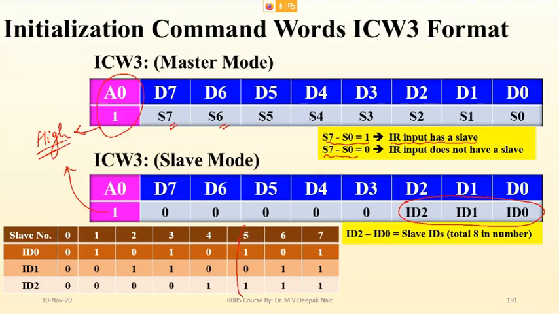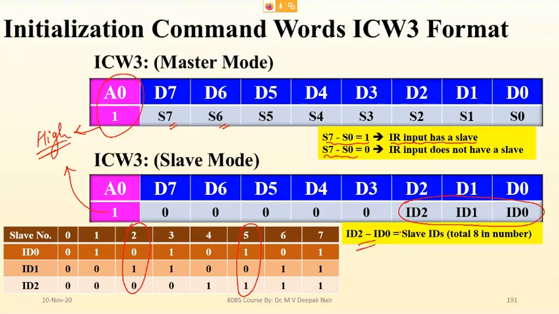So looking at the D2, D1, D0, we can identify which slave number is actually requesting the interrupt. For example, 010 will be 2, which means second number slave. Or 101, which is 5, that means slave number 5, and so on. So to identify the slave in the slave mode, you will look into the 3 bits D2, D1, D0.